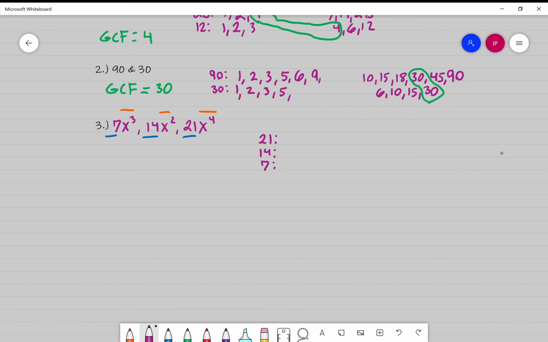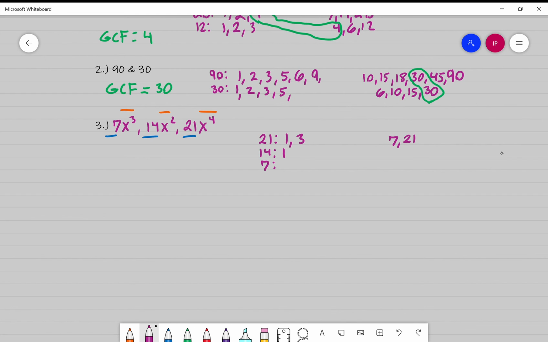So these are not going to be that hard because they're smaller numbers. So we start with 1 and 21. 2 can't go into 21 because 21 is not an even number. 3 can go into 21 7 times. 4 can't, 5 can't, 6 can't. We know 7 can, so we can stop there.